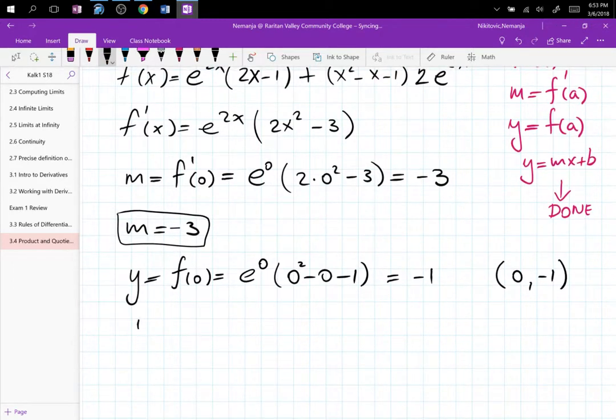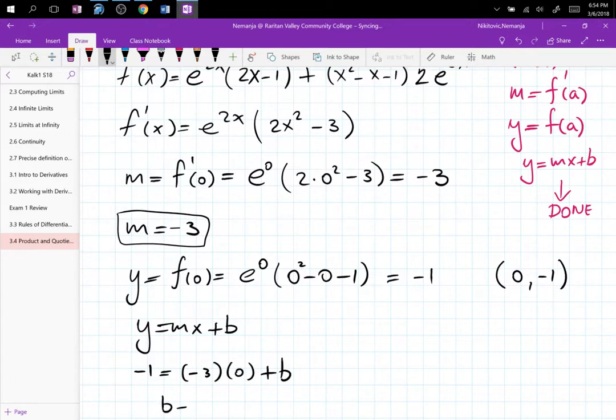Plug everything into y equals mx plus b to get the equation. y is negative 1, m is negative 3, x is 0, plus b, so b is negative 1. Which is clear because this is the y-intercept point, x is 0. So what is the tangent line? The tangent line is y equals negative 3x minus 1.